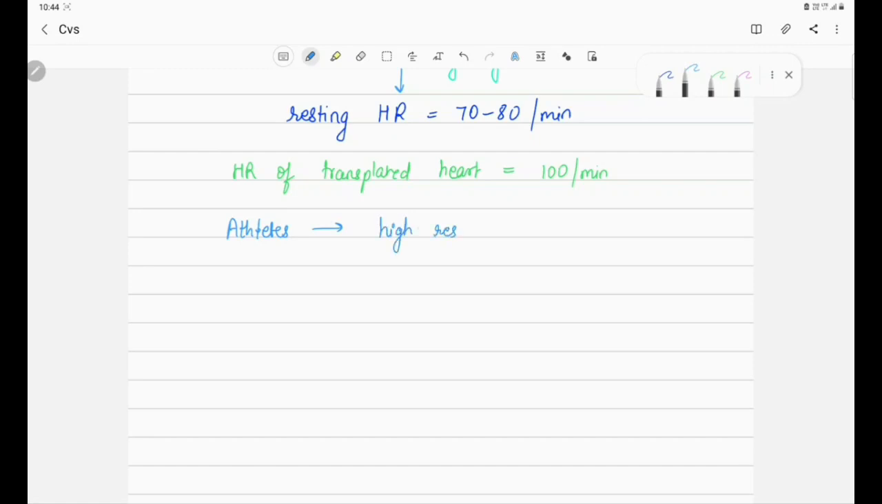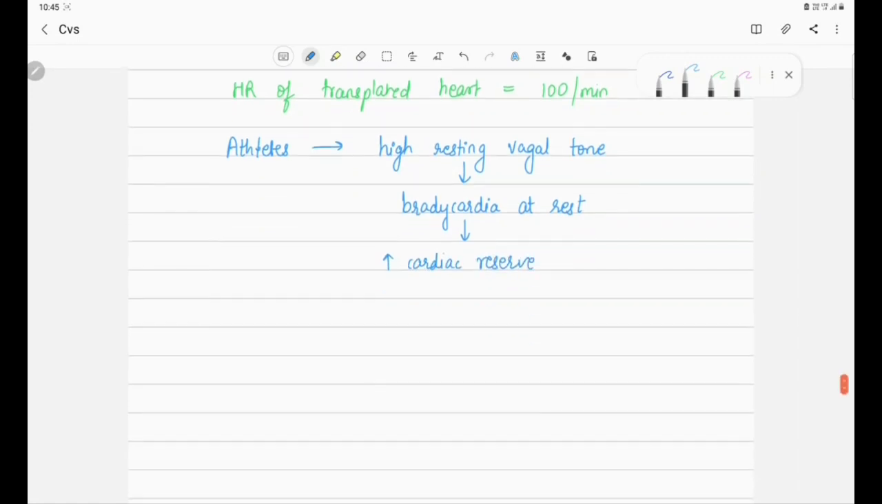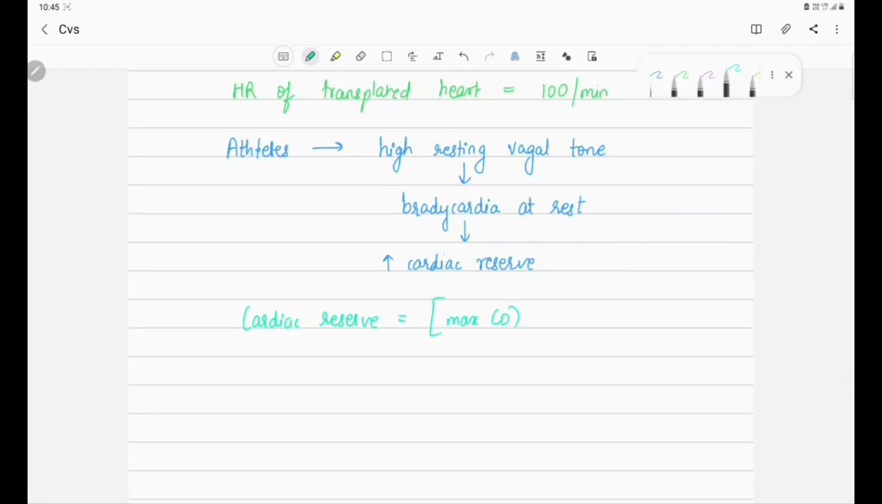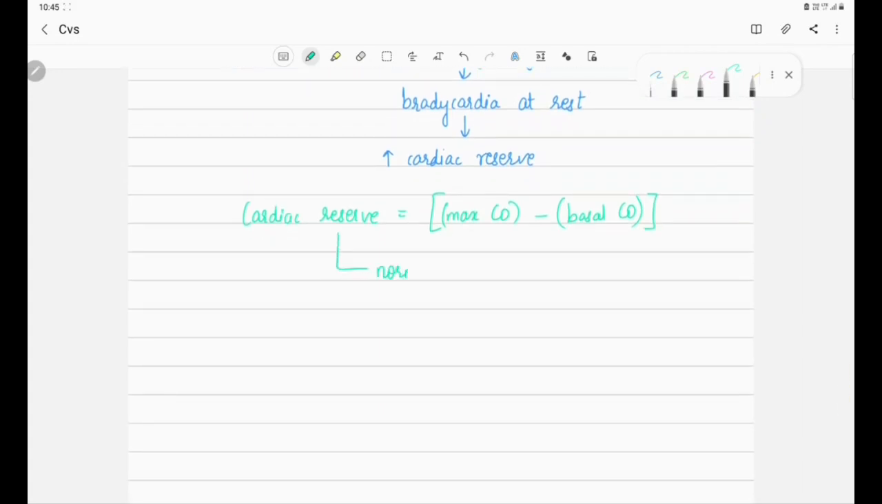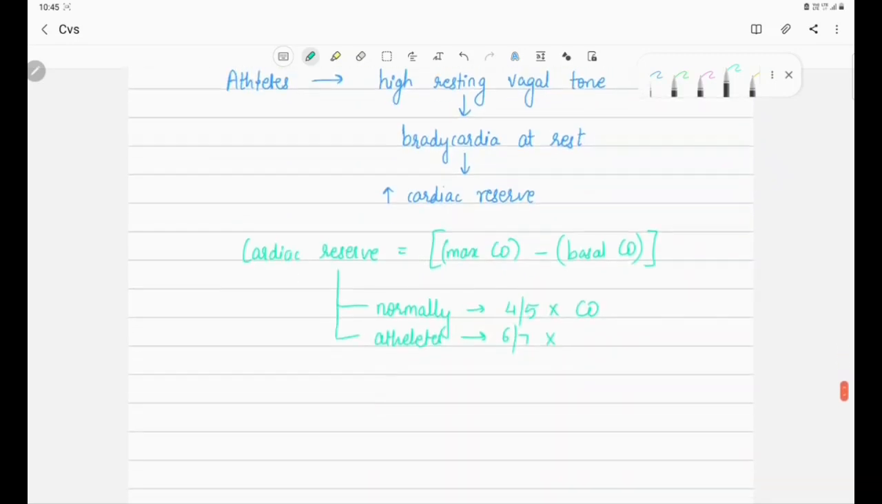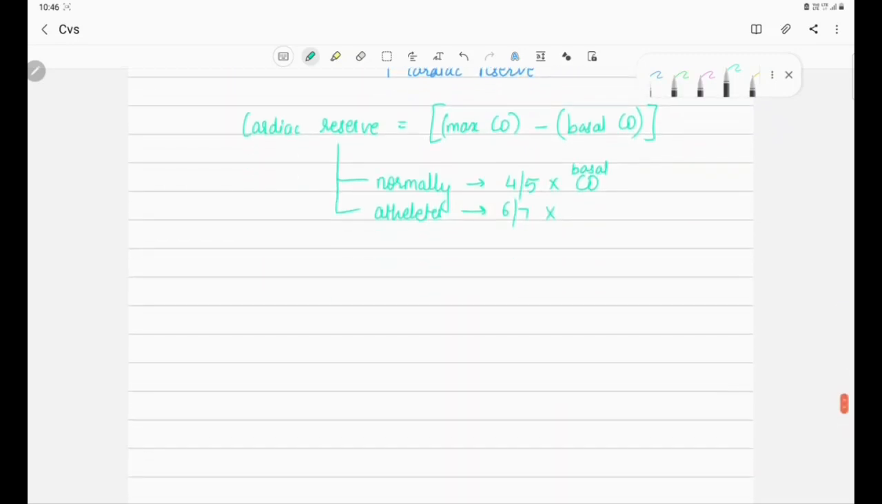Then we have athletes. Athletes have high resting vagal tone. This results in bradycardia at rest. And this gives rise to increase of the cardiac reserve. What is this cardiac reserve? Cardiac reserve is nothing but maximum cardiac output minus the basal cardiac output. Normally, in normal persons, it is 4 to 5 times basal cardiac output, but in athletes, it is 6 to 7 times basal cardiac output.